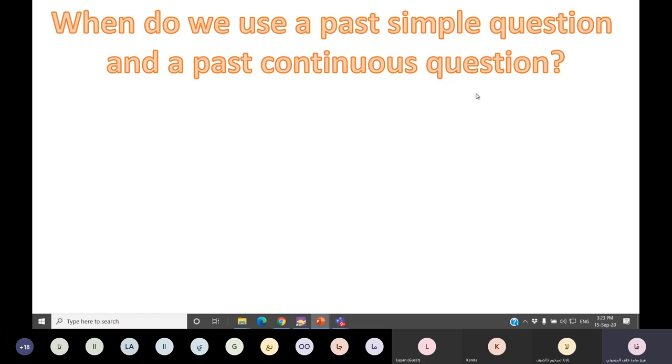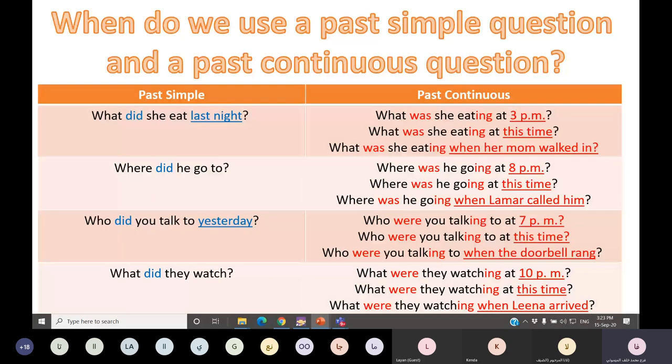Let's see. Hala al-Bassam, are you there? Teacher, I am here. Okay, Hala. On this side, we have past simple. On the other side, we have past continuous. Hala, would you read, please, the first question in past simple? What did she eat last night?